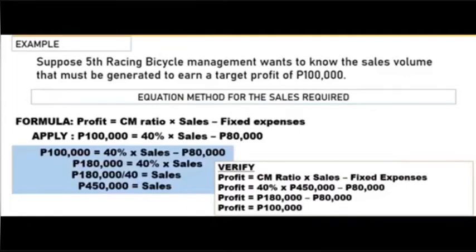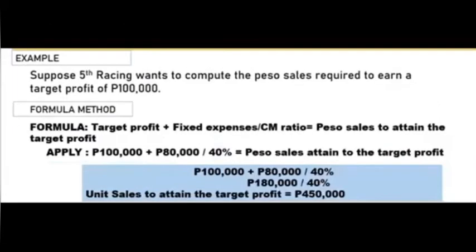For us to know if our answer is correct, we need to verify it on the side. The result of our verification is equal to 100,000, which is correct, which is the target profit of 100,000. For the formula method, it is the same as the equation method earlier, in that it requires the sales.